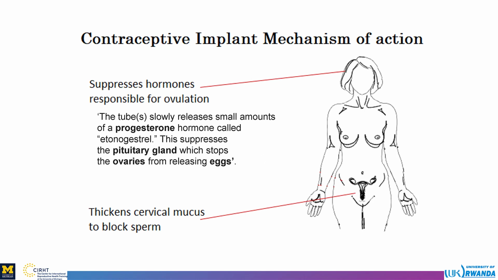This is the mechanism of action. Implants act by suppressing hormones that are responsible for ovulation. These tubes slowly release small amounts of progestin hormone called etonogestrel. This suppresses the pituitary gland, which stops the ovaries from releasing eggs. They act in 2 ways again, by thickening cervical mucus to block sperm penetration. You can see it from the diagram.